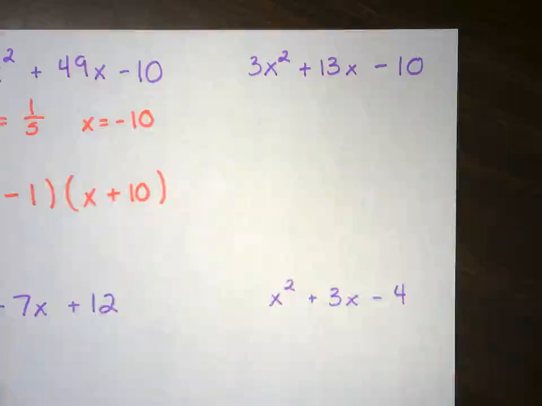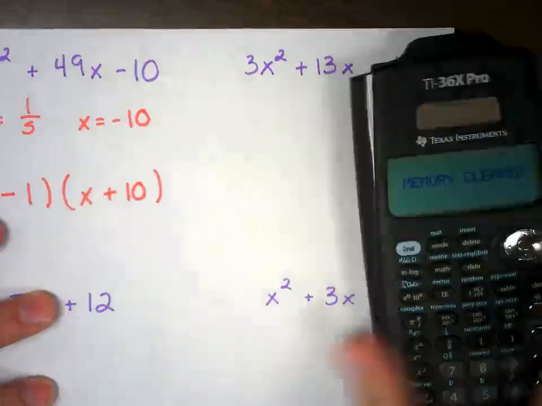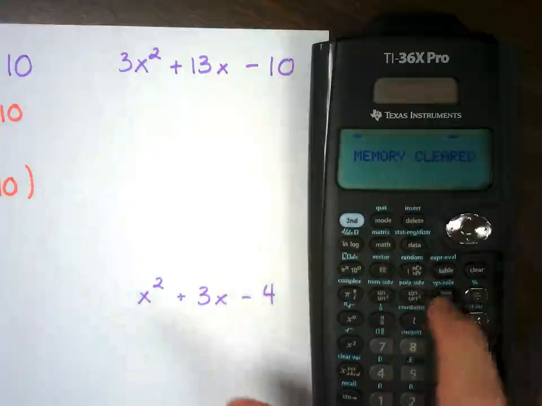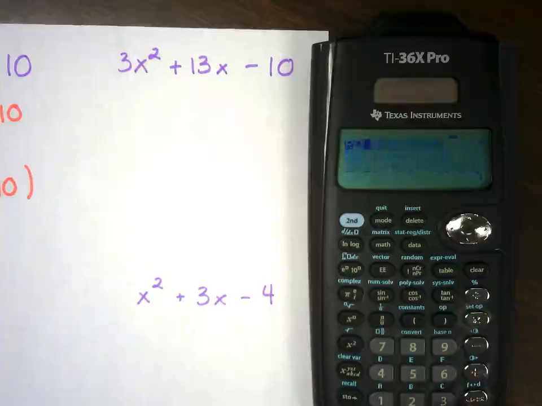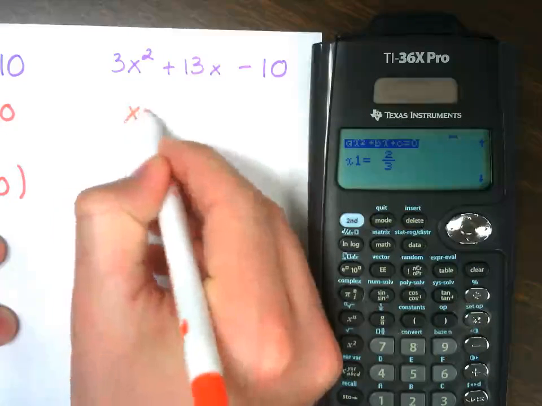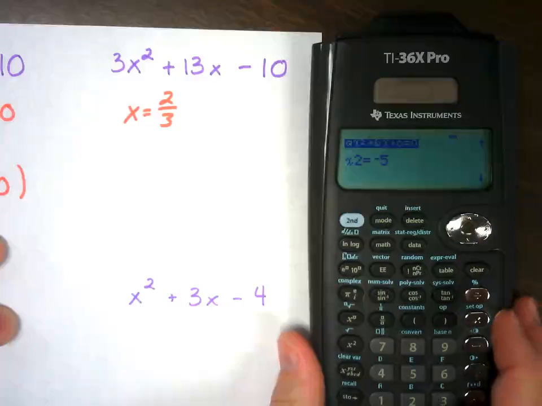So here, again, same idea. I'm going to clear the memory, and then I'm going to plug these in exactly the way it says. So I'm going to second PolySolve, press enter on the first option. My A here is 3, my B here is 13, and my C is -10. And I press solve, and I get x equals 2 over 3. And I go down, I get x equals -5.